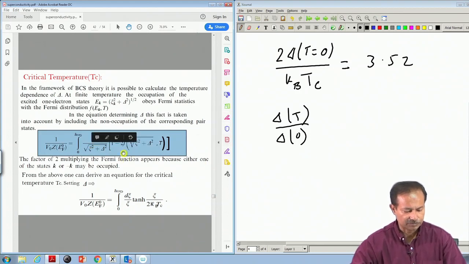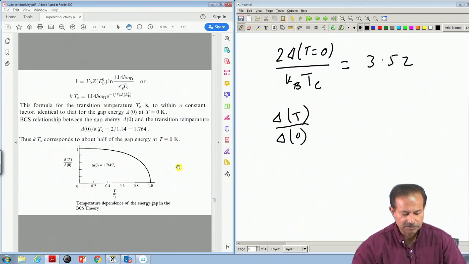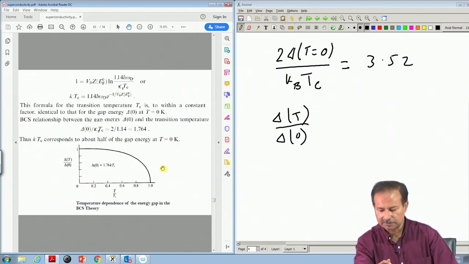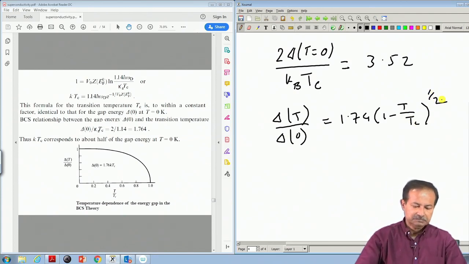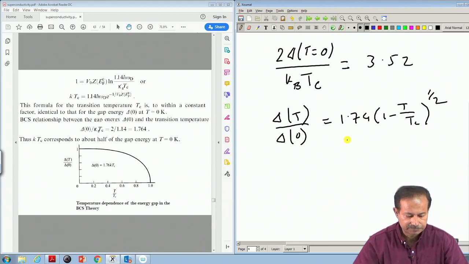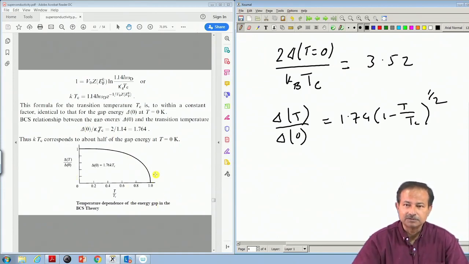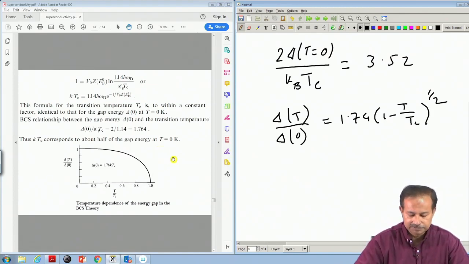Okay. If you can do this integral and invert it, then you can find delta as a function of T, and that relation is what I am writing now: 1.74 into 1 minus T by Tc to the power half. So, this is the temperature dependence of the energy gap in the BCS theory. So, it is a calculation that can be experimentally checked now, and that was checked of course.